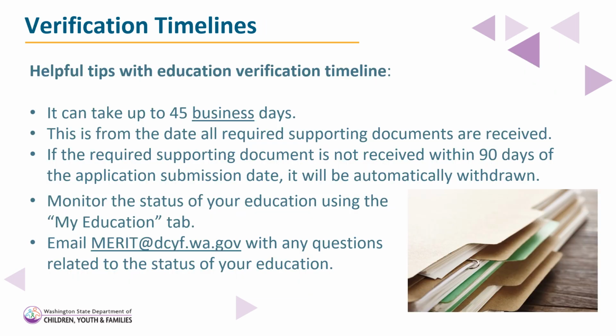Note that it can take up to 45 business days for the verification process to complete. This is from the date all required supporting documents are received by the verification specialist. Please note, from the date you submit the required documents, it can take up to 2 weeks for the status to reflect as under review. If the required supporting document is not received within 90 days of the application submission date, it will be automatically withdrawn. You can monitor the status of your education by visiting your My Education tab.